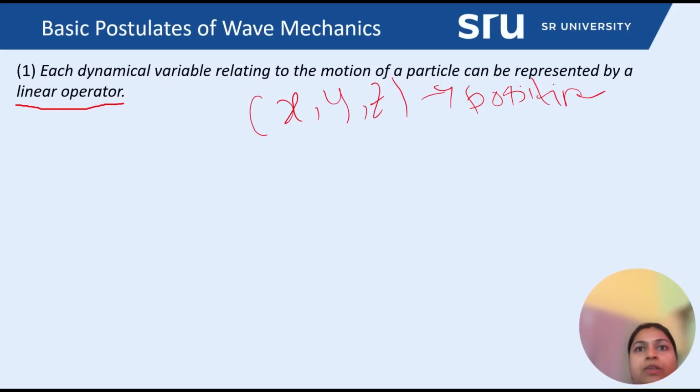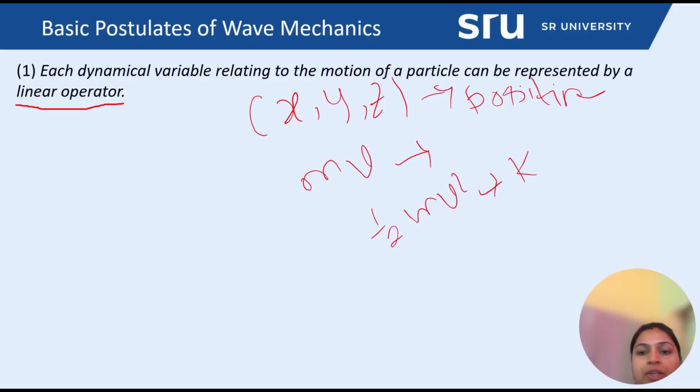Similar to how we say that mv is associated with momentum, and half of mv square is associated with the kinetic energy, and so on, similarly in wave mechanics and quantum mechanics, certain operators are associated with observable quantities.